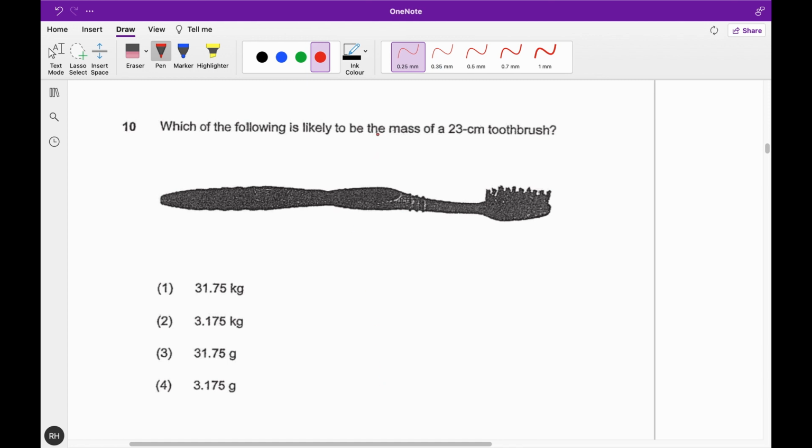Which of the following is likely to be the mass of a 23 centimeter toothbrush? Okay, a toothbrush is relatively light, so definitely would not be in the kg, especially at 3 kg. 3 kg is almost like the mass of a school bag, of like a primary 1, primary 2 school bag, and 31 kg is like a human weight and mass. So answer option 1 and 2 is definitely out. So let's take option 3 and 4. Okay, 3 gram and then 31 gram. Okay, so toothbrush usually should be relatively light, so it would just be option 3, 31.75 gram.